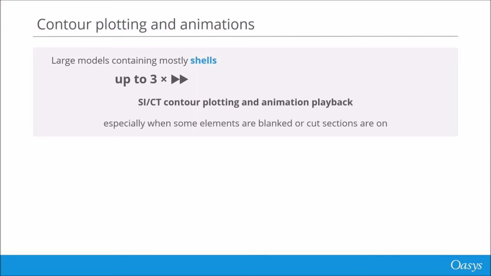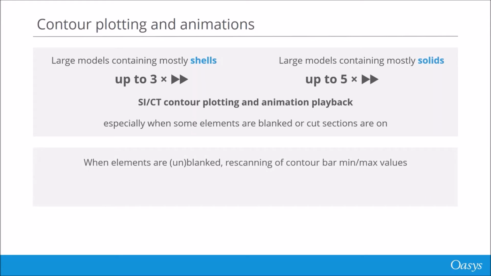And this will be especially the case when some elements are blanked or when cut sections are on. For large models containing mostly solids, the speed increase will be up to 5 times. When elements are blanked or unblanked, D3plot has to recalculate the contour bar min-max values, and now you'll see a speed increase of 4 times or more.